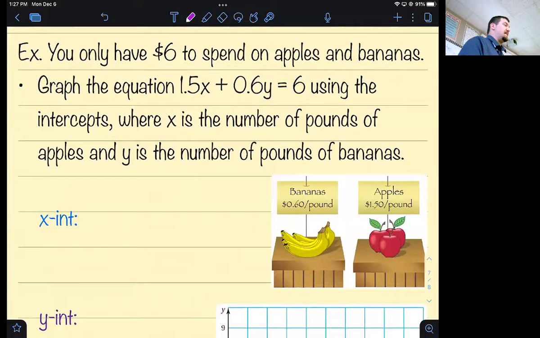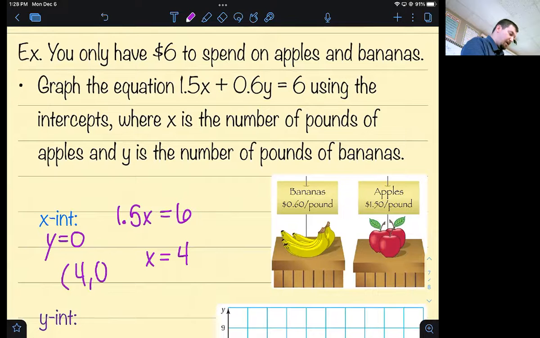So it wants us to graph it using the intercepts instead of slope-intercept form. If I plug in 0 for what variable? Y, I'll find the x-intercept. That's going to give me 1.5x equals 6. And what is 6 divided by 1.5? Jacoby? 4. You are correct. Now, if you're wondering how I want you to write your answer, does he want me to write x equals 4? Or does he want me to write 4,0? I will accept either.